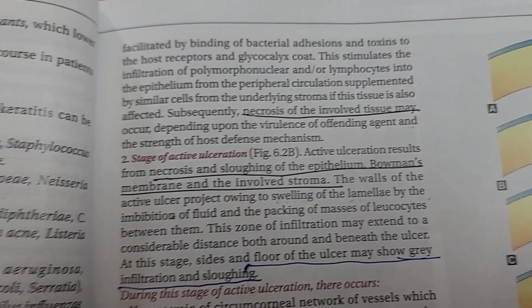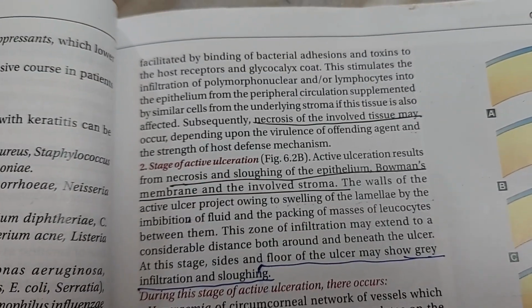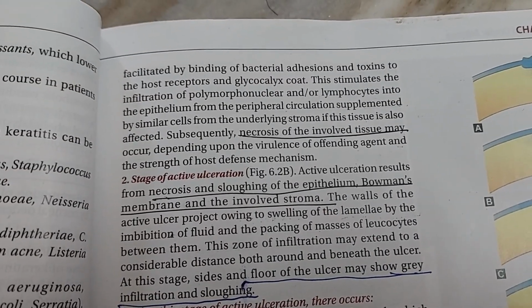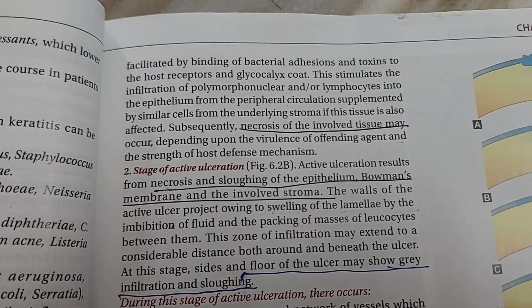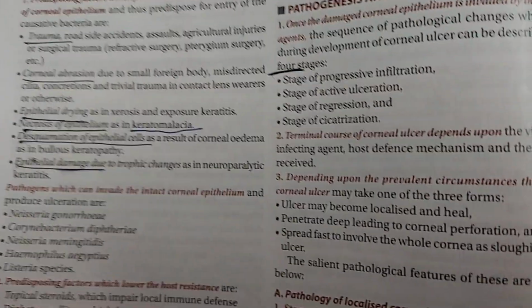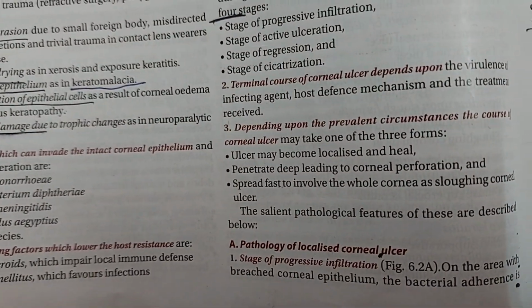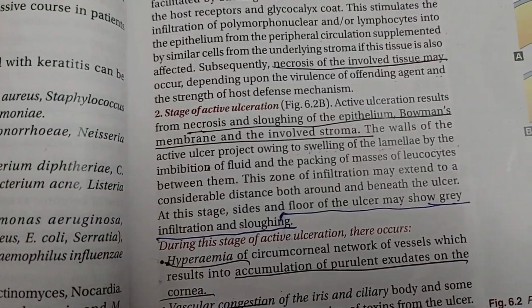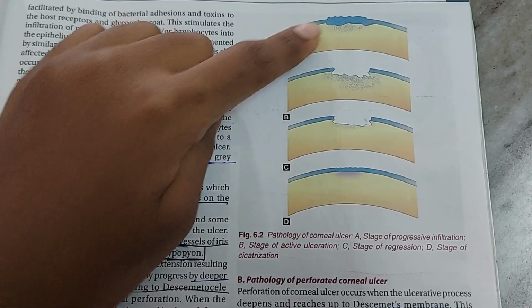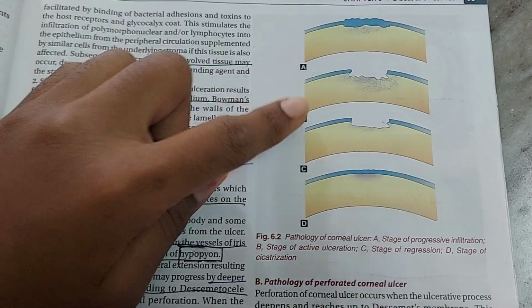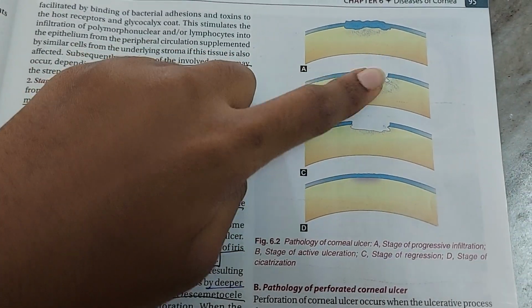In localized corneal ulcer, the first stage is the stage of progressive infiltration, that is, bacteria attack the breached epithelium of the cornea. You can see here, the stage of progressive infiltration: bacteria attacking the epithelium. Next is the stage of active ulceration, causing ulcers.